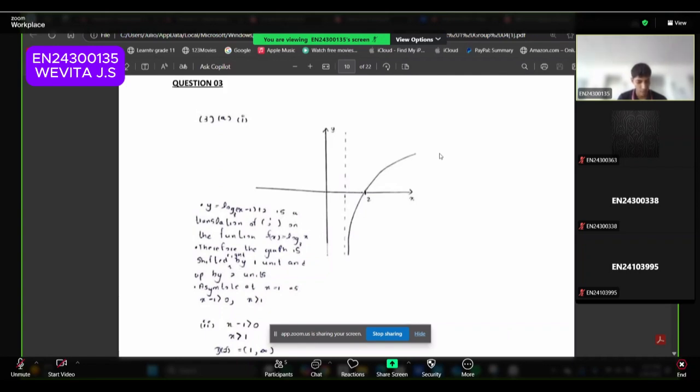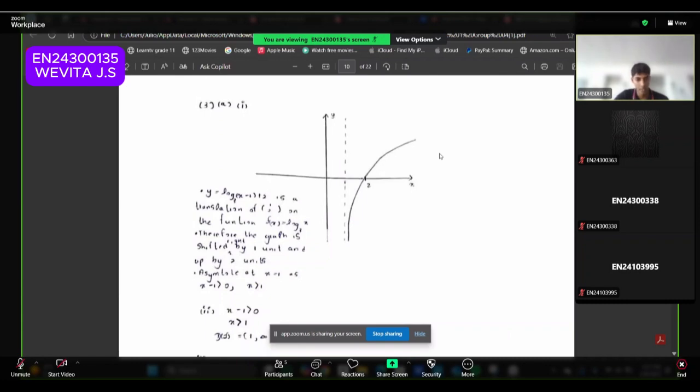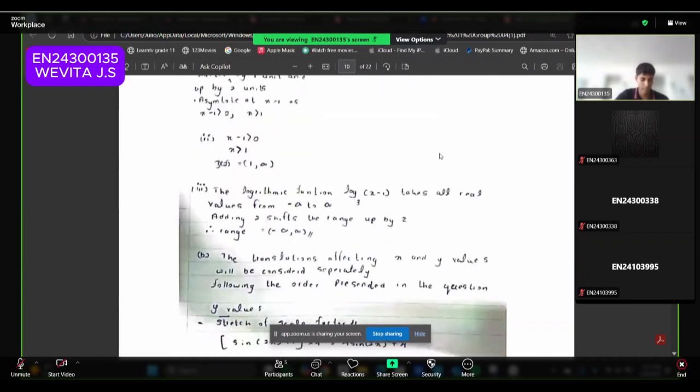And for the graph to exist, x minus 1 has to be greater than 0. Therefore, there's a vertical asymptote at x equals 1, and the domain is from 1 to positive infinity. And because it's a logarithm function, the range is from negative infinity to positive infinity.